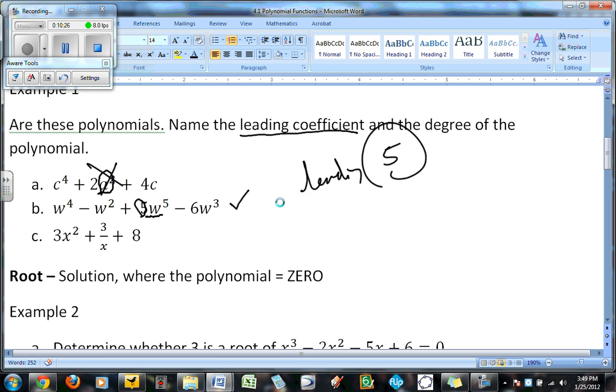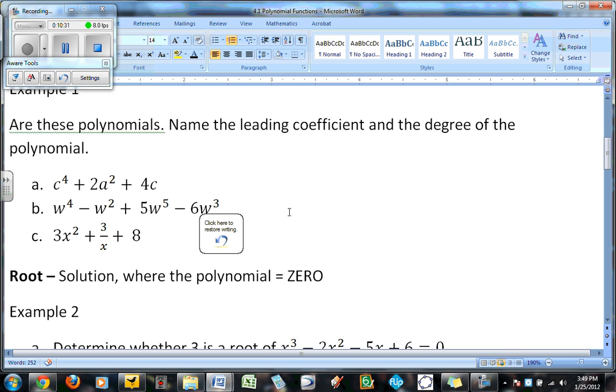And then C, asking if it's a polynomial. This is not a polynomial. It does have all one variable. However, I can rewrite this 3 divided by x, and I can bring that x to the top. So 3x squared plus 3x to the negative 1, that would mean it would move from the bottom to the top, plus 8. This power is not bigger than 0. It's actually less than 0. Therefore, that is not a polynomial.